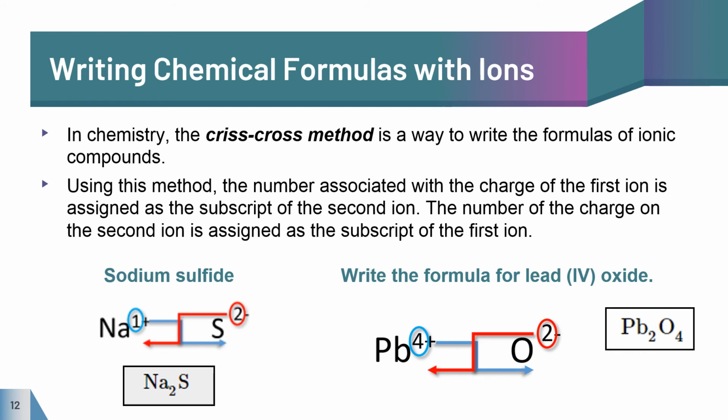Now we can arrive with Pb2O4. But we have to find out the lowest ratio. So it could also be simplified as PbO2. So this is the chemical formula for lead 4 oxide.